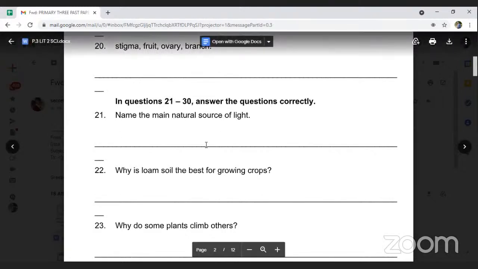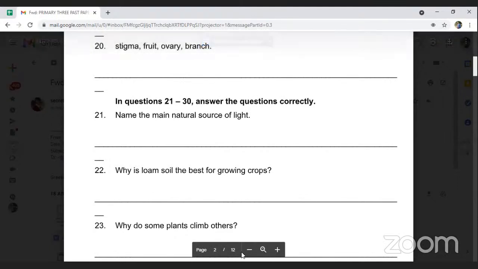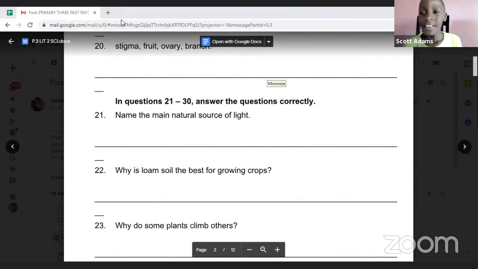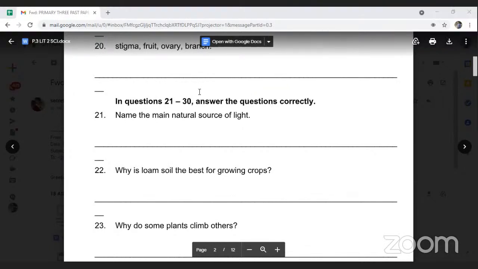Name the main source of light. This question goes to Shadrach. The main source of light is the sun. Very good. Next question goes to Raphael.